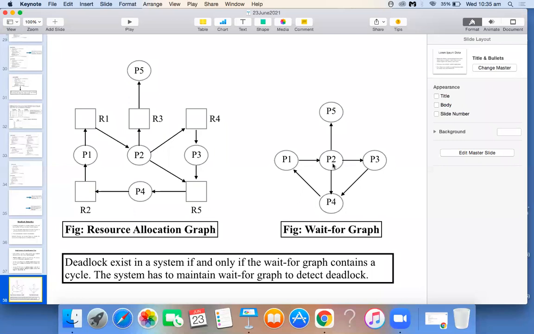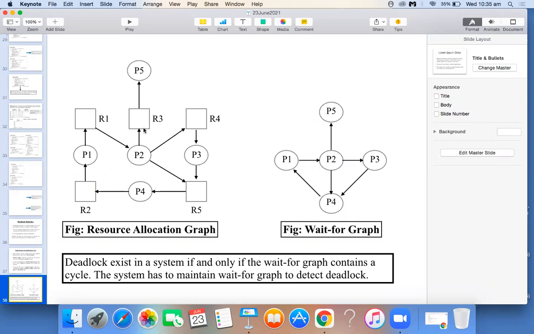In your wait for graph, there is an edge from P1 to P2. What does that indicate? It indicates that there was an edge from P1 to R1 and R1 to P2. Since we have removed R1, those two edges are also removed, correct? So we can directly write an edge from P1 to P2. So that's what we have written here.